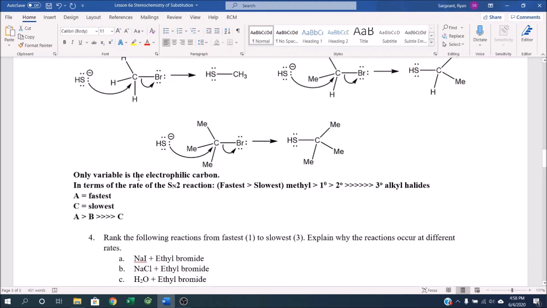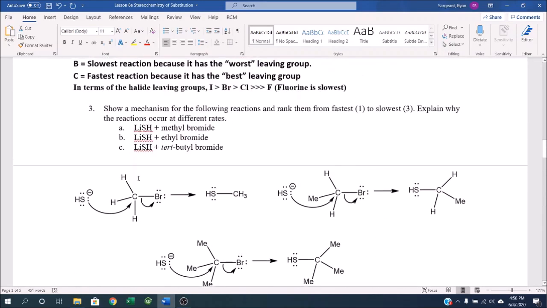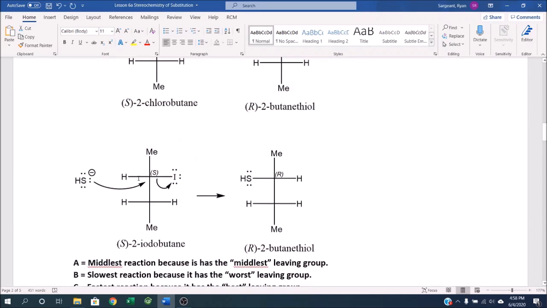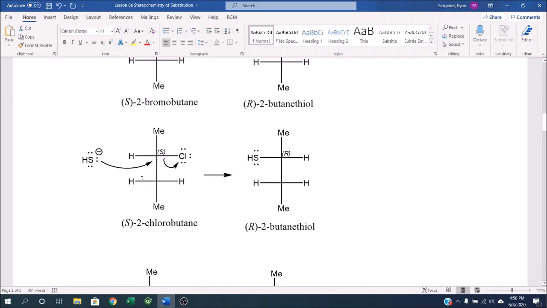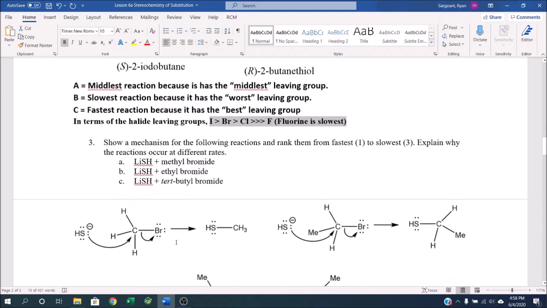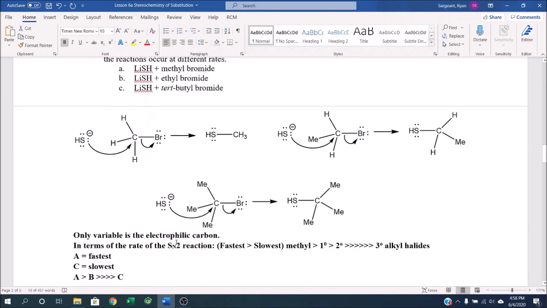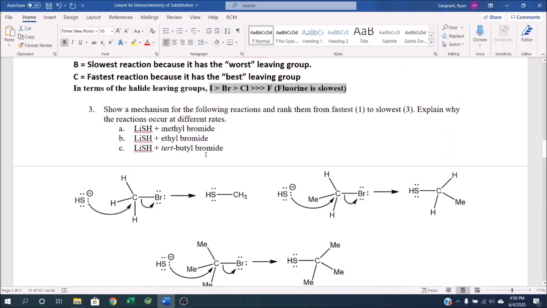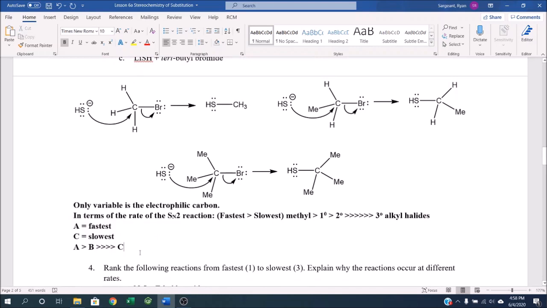Okay, so hopefully now you appreciate the variables that are important. So far we have looked first at, in question number 2, we focused on leaving groups, and we came up with some rules for which leaving group is the fastest and which leaving group is the slowest. In question number 3, we looked at steric hindrance of the carbon, and so it tells me to explain why the reaction occurs at different rates.